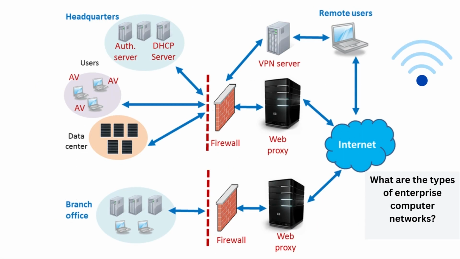What are the types of enterprise computer networks? Depending on the organization's size and requirements, there are three common types of enterprise private networks. Local area network (LAN). A LAN is an interconnected system limited in size and geography. It typically connects computers and devices within a single office or building.